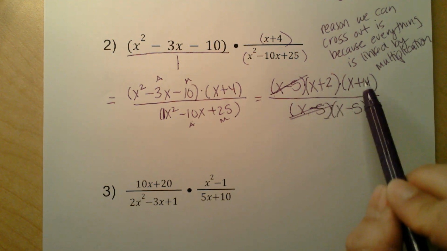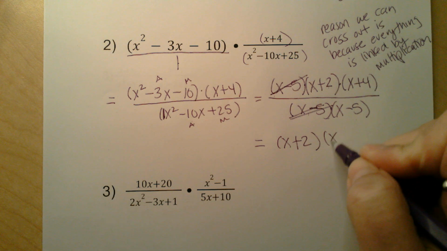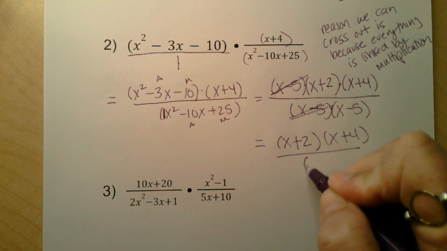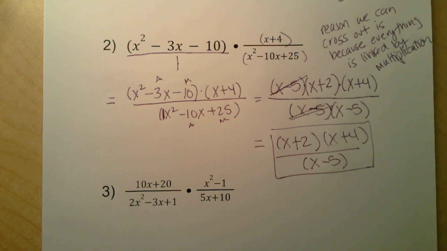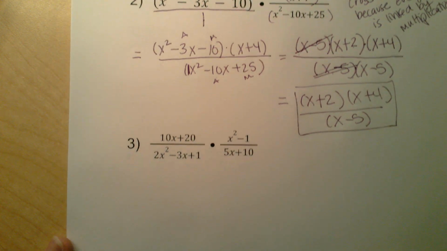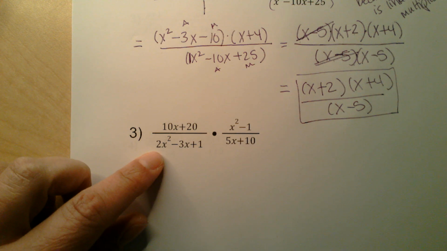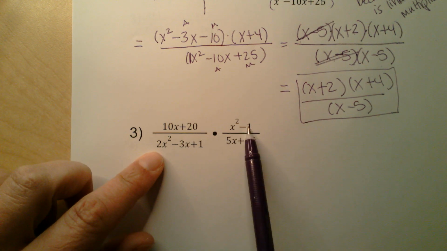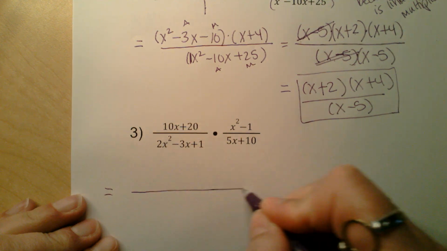Are there any other like terms? Nothing is alike, so we're just going to write x plus 2 times x to the fourth divided by x minus 5, and that's it. That's your answer. Move on. Okay, let's try number 3. We have 10x plus 20 divided by 2x squared minus 3x plus 1, and then x squared minus 1 divided by 5x plus 10. Let's bring everything together.